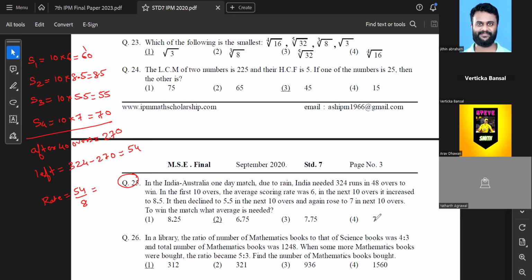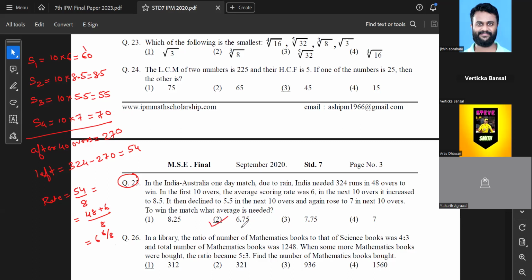So how to identify it in decimals? See, you have options like 7 or 7.75 or 6.75 or 8.25. So in this case, one thing is clear. This 54 is basically 48 plus 6. And 8 sixes are 48. So your answer is basically 6 and then an additional 6 by 8. So it is definitely 6 point something.